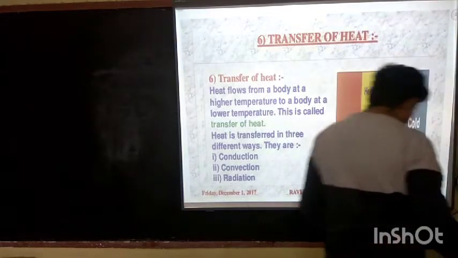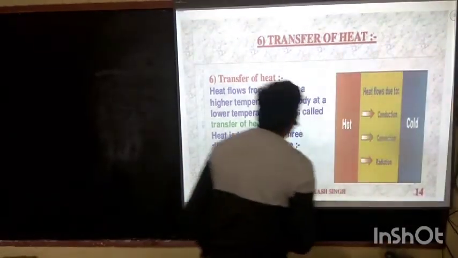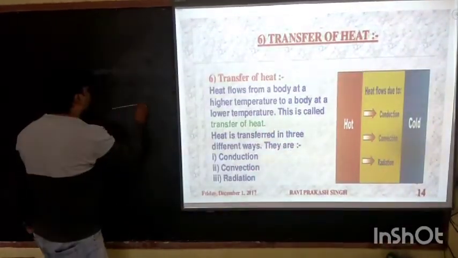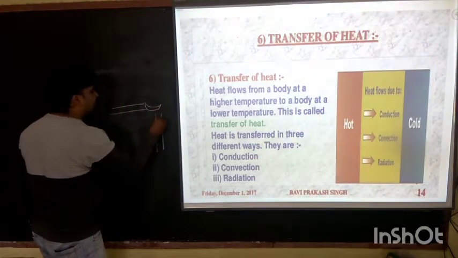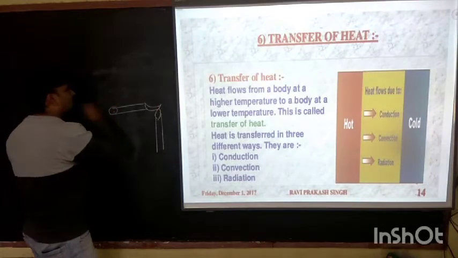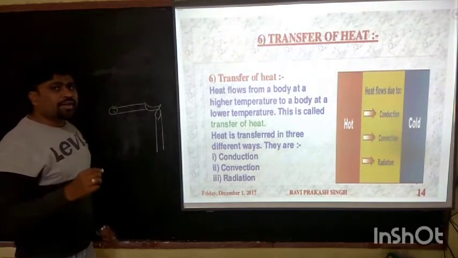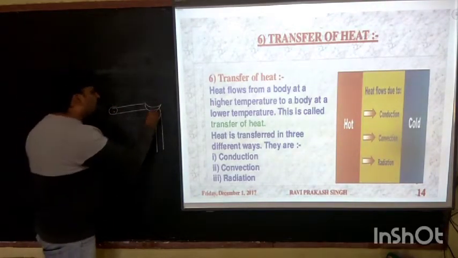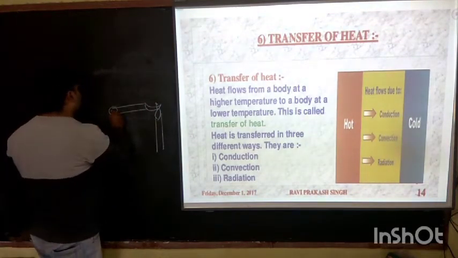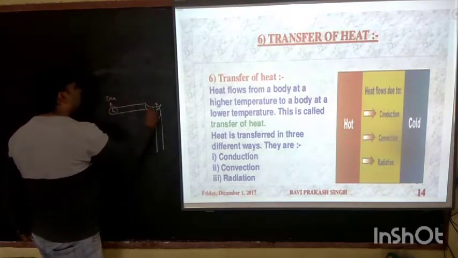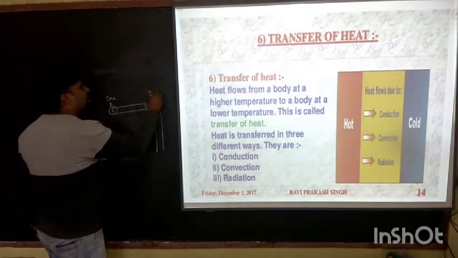In the starting here. Now it is one spoon, and now it is a candle. Clear? Now we are going to start heating at one point, at one end. Comparing with this, this is one end, and this will be the other end.